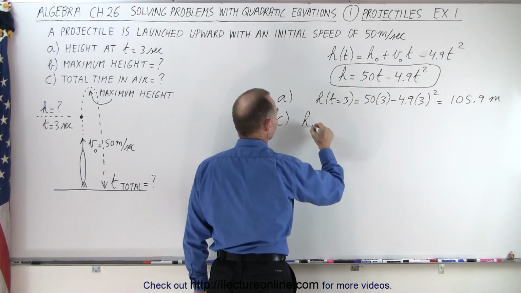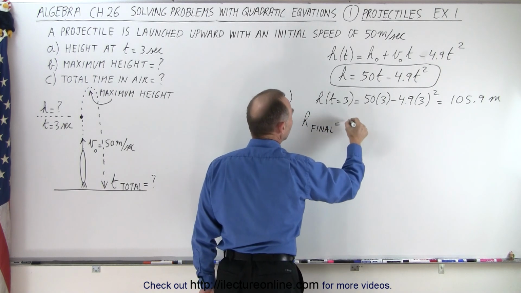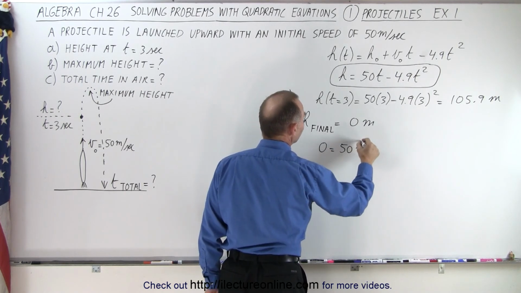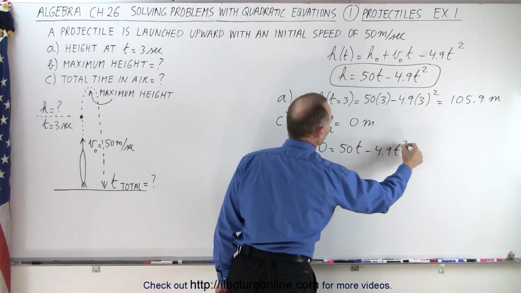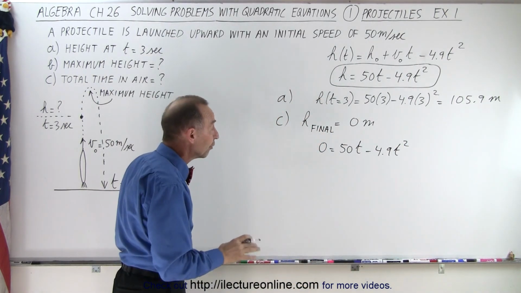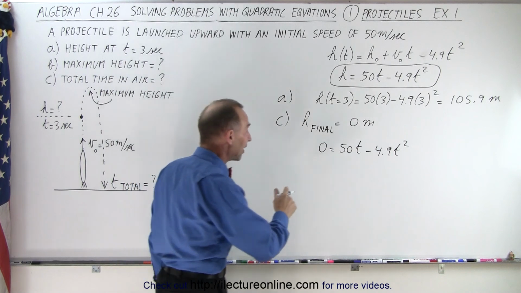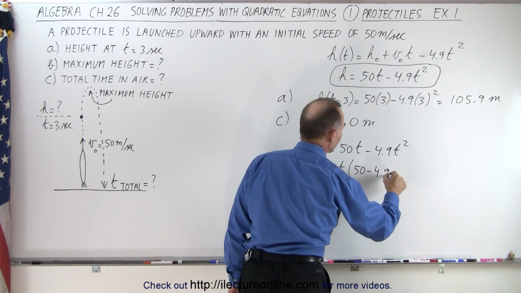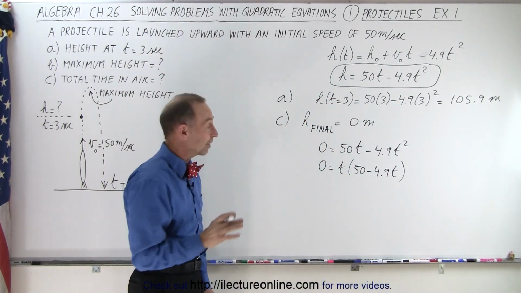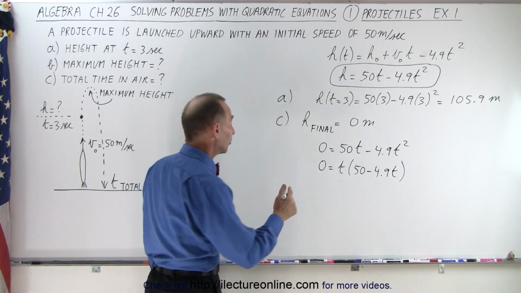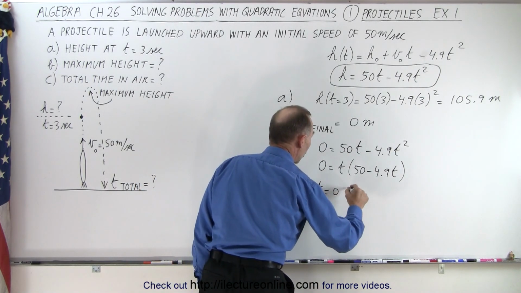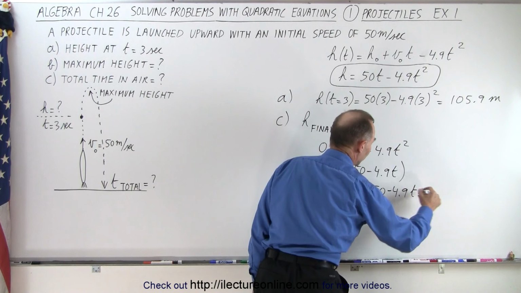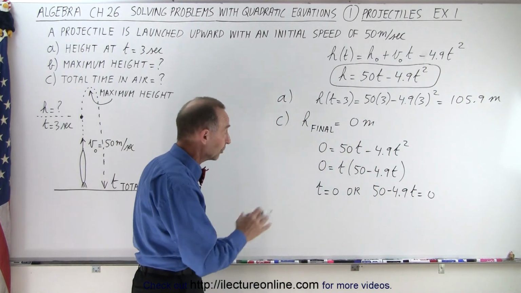So h final will be equal to 0 meters. So we plug that in here. So we have 0 is equal to 50t minus 4.9t squared. And now we're going to solve that equation for t. And notice we have a quadratic equation, but we can factor out a t. So we have 0 is equal to t times 50 minus 4.9t. And now we have to find all the values for t that will make that equation come out right. So in this case, that means that t is equal to 0, or that 50 minus 4.9t is equal to 0, because when we multiply and the answer is 0, one or the other must be 0.